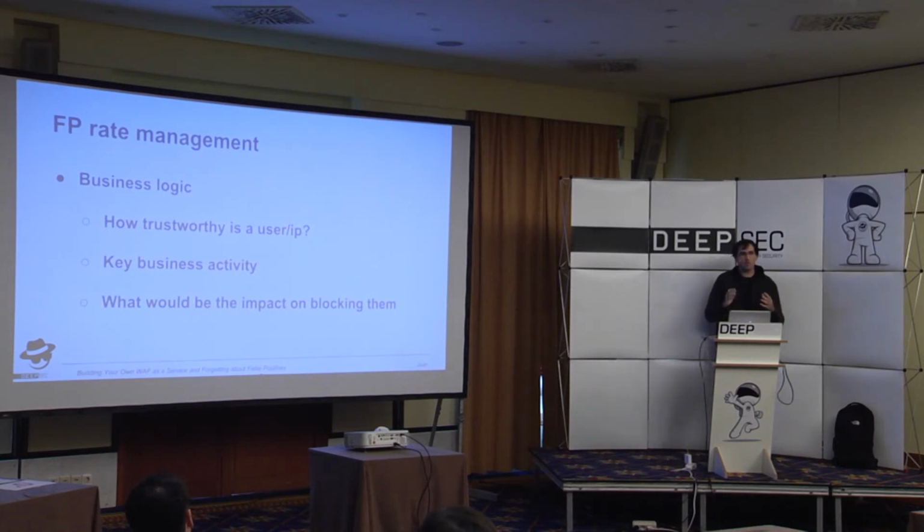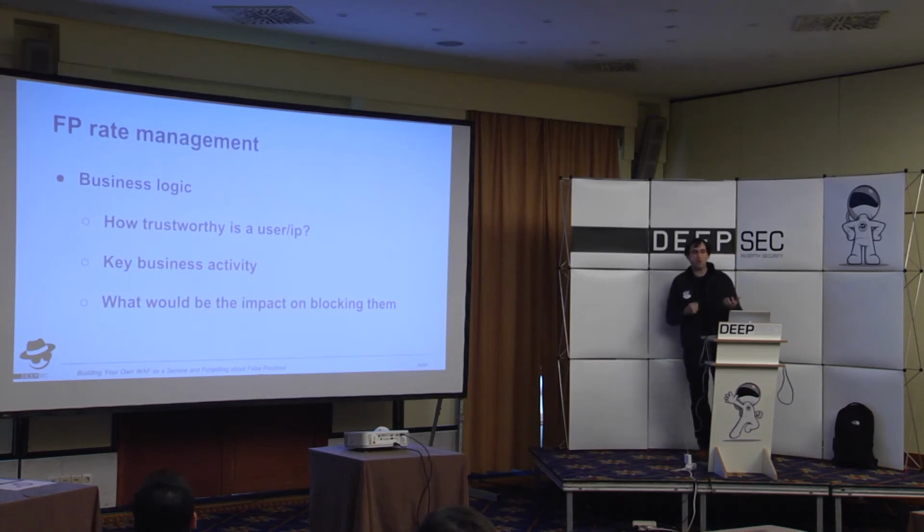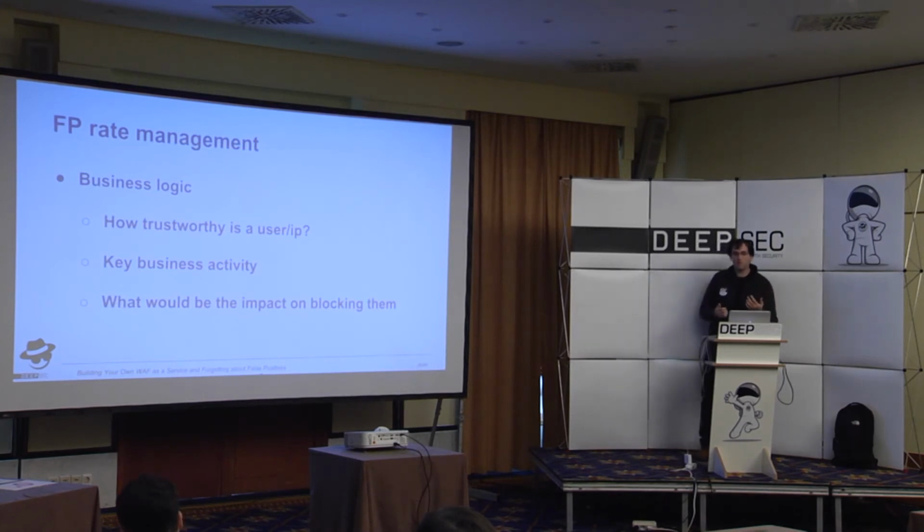So there are some components we have to take into account to accomplish this. One is the business logic. So for example, how trustworthy is the user and IP address? This is a bit where the historical analysis would help also, but also key business activity and what would be the impact on blocking them. Some things are going to reduce the risk on a blocking false positive.